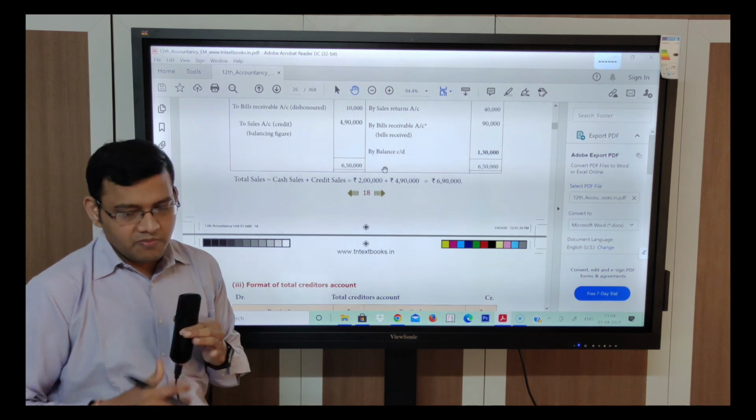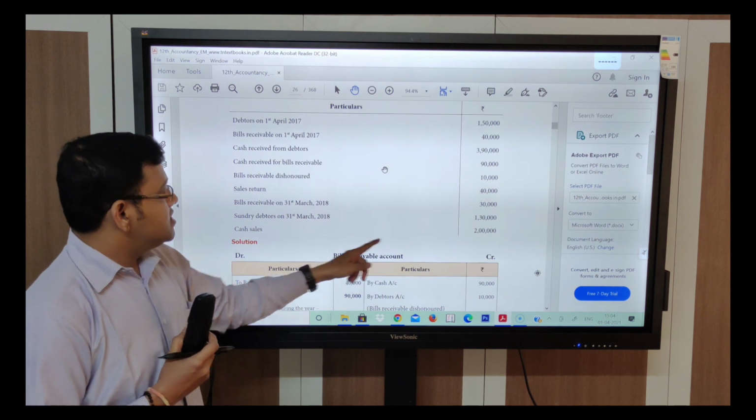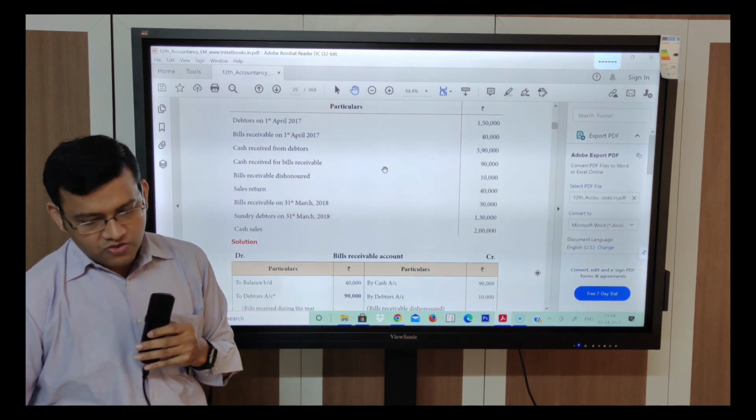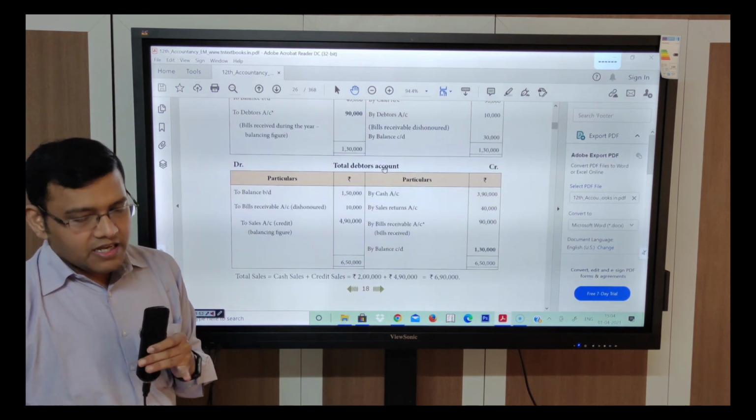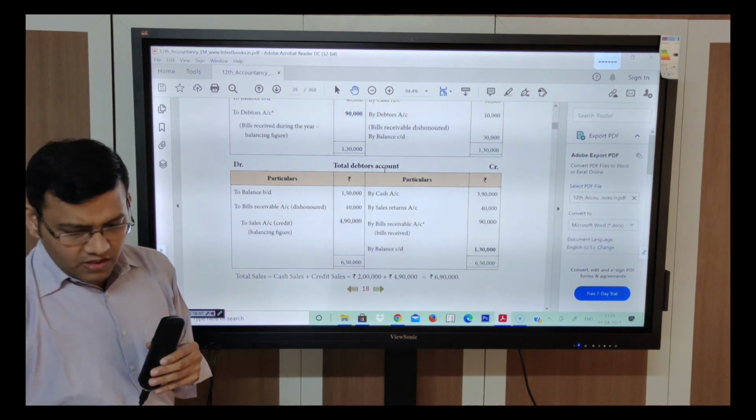So this cash sales will be mentioned in the question itself. You can see over here cash sales is 2 lakhs. So we just put the format and you get the credit sales. So I'll repeat once again.